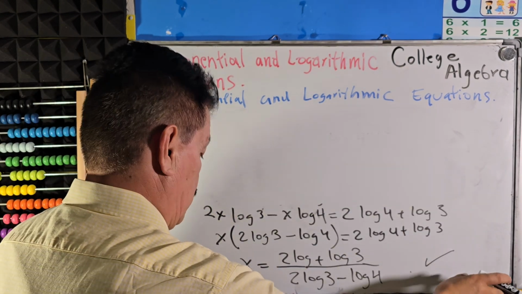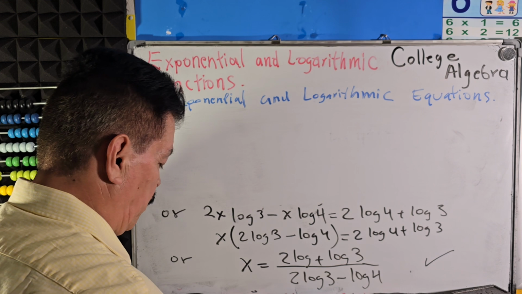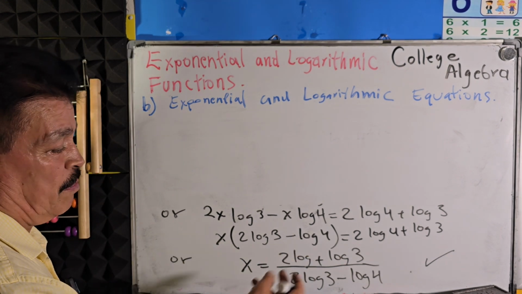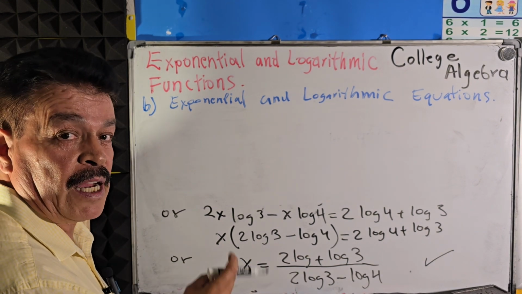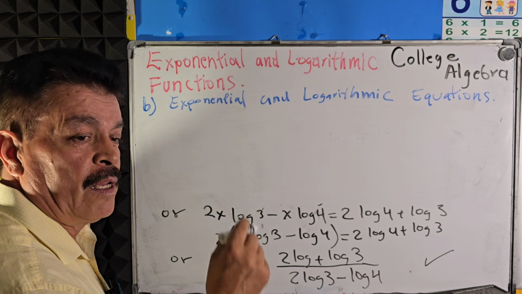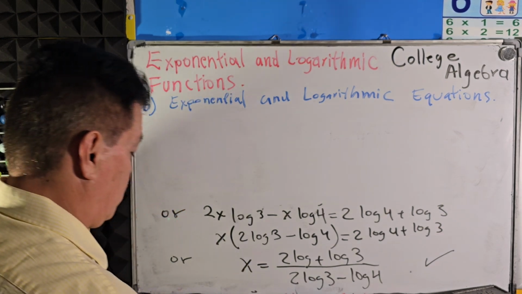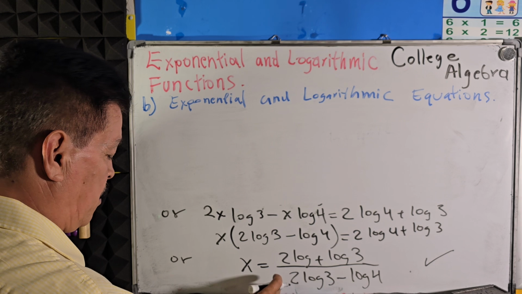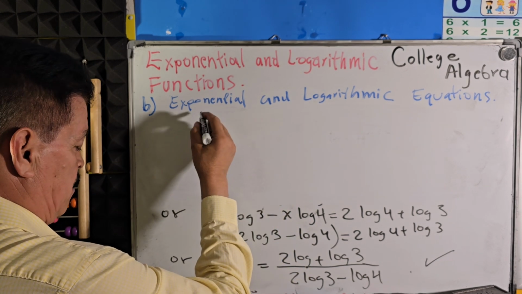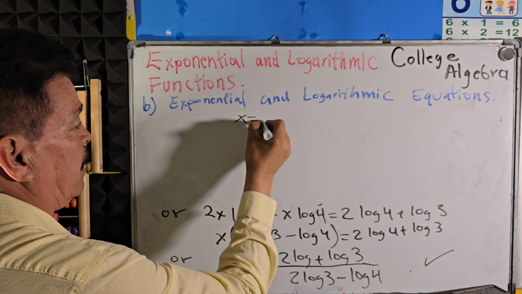So let me write it over there. Using the properties of the logarithms, we have to use the properties of the logarithms right here. We have to be able to remember those kind of rules, the properties of the logarithms. So you have the problem right here. Let me write x again right here.